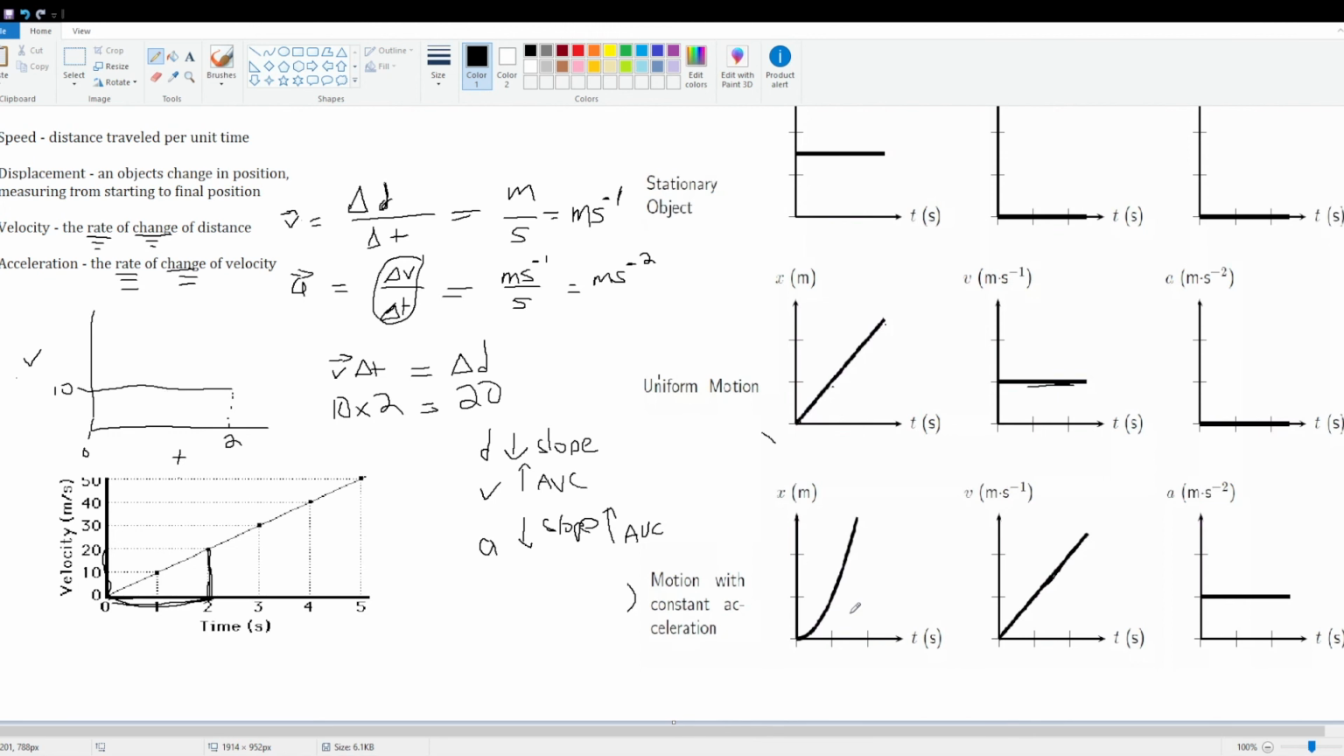I just want to stress how you can easily find the other two variables. If you have a velocity time graph, you can easily find the other two. With an acceleration graph, you can find velocity and displacement. You understand.